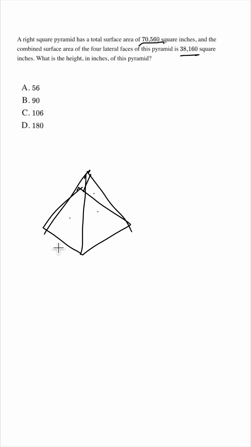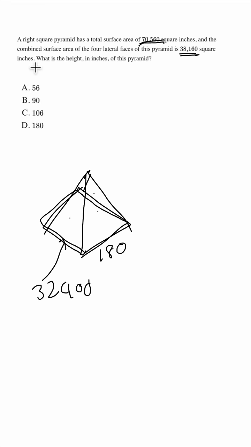So that means subtracting those, we have that this base right here has an area of 32400, because that's just this one minus this one. The square root of that is exactly equal to 180, so each side length of this square is 180. Now I want to find the height of this pyramid.